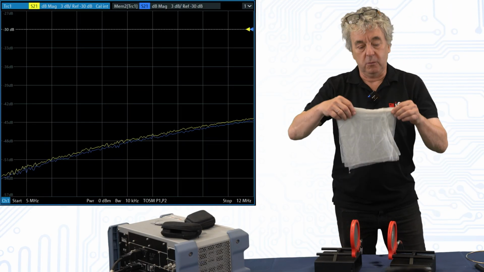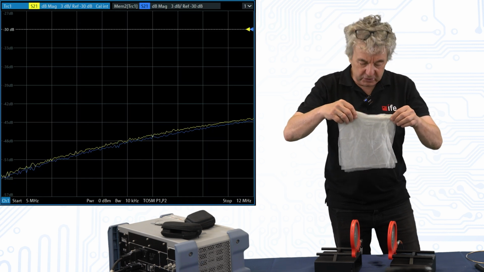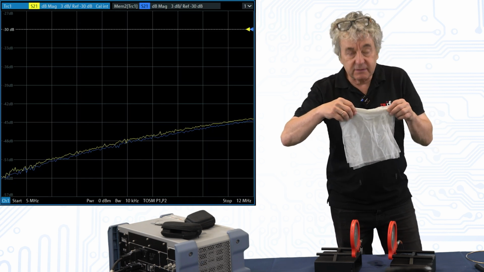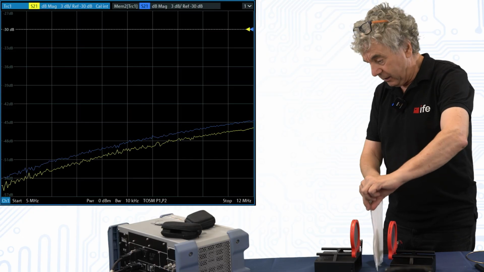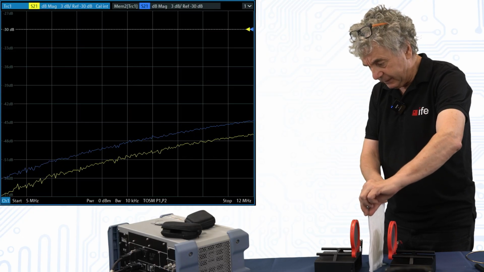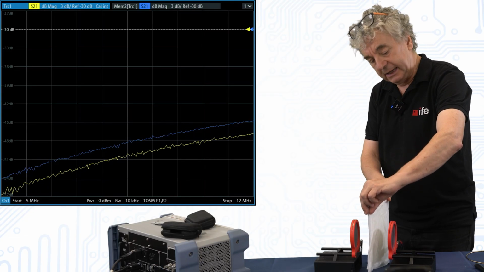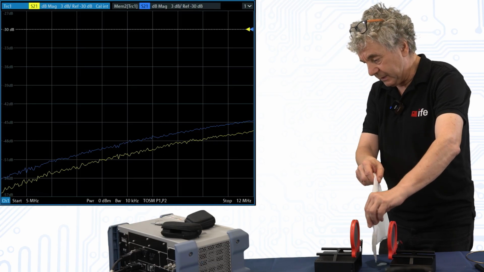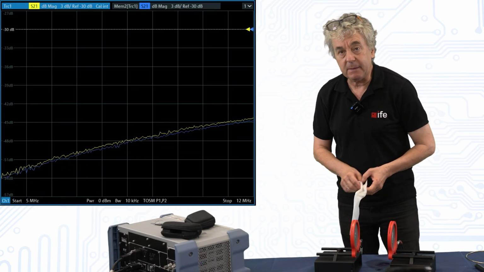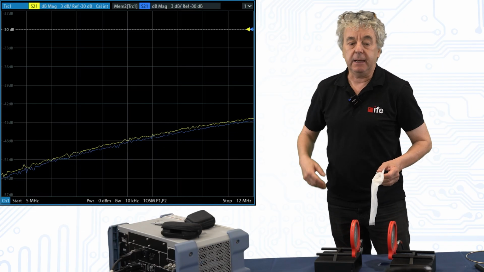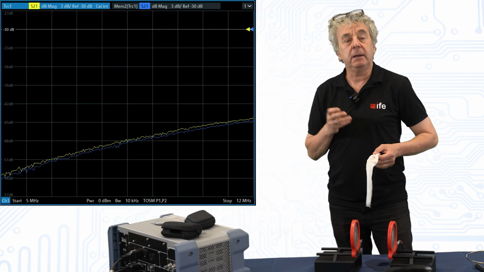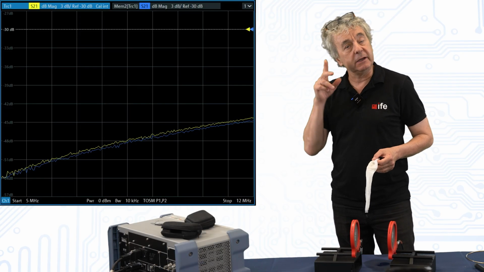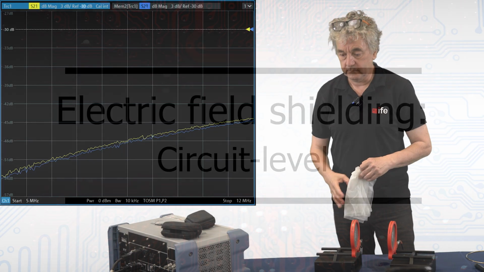So now we have wet paper, dripping wet paper towel. It has a very small conductivity, but it's enough for electric field shielding. We hold it in between and we see a significantly larger reduction compared to the dry paper towel which we had before. This emphasizes again that for electric field shielding, we only need relatively high impedance current paths to guide the induced current to ground.